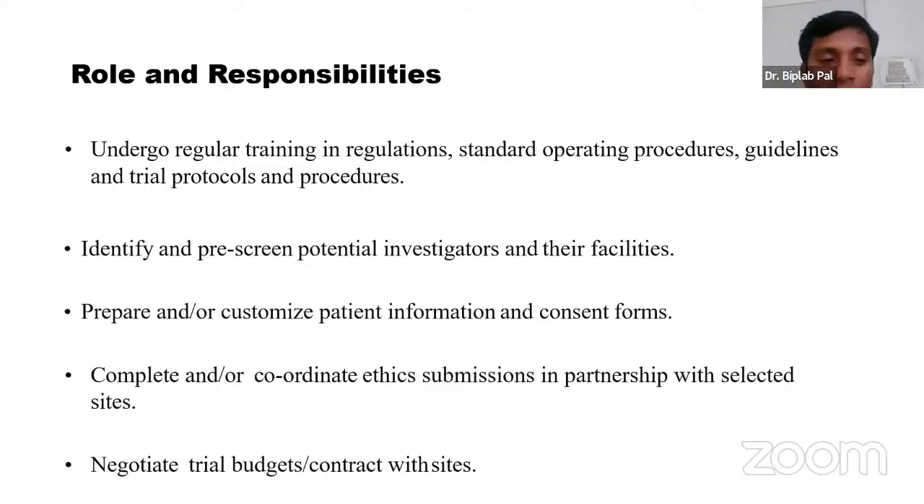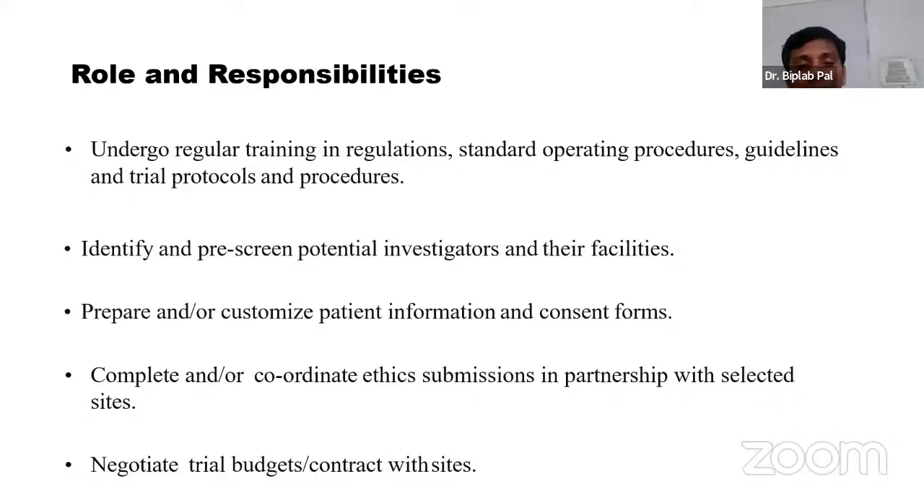So the CRA has to verify it. The CRA has to go to that hospital. He will talk to the principal investigator and ask how many patients you can give for this particular condition. Then he decides whether to give this project to this particular PI or not. Okay, this is the role the CRA plays.